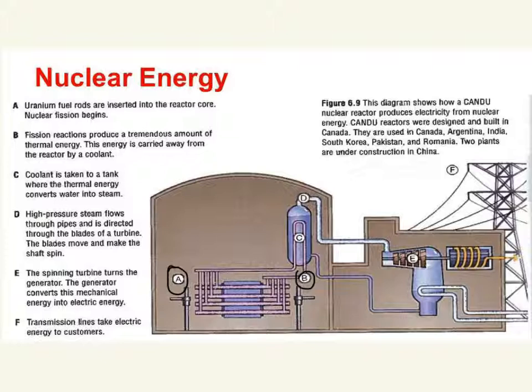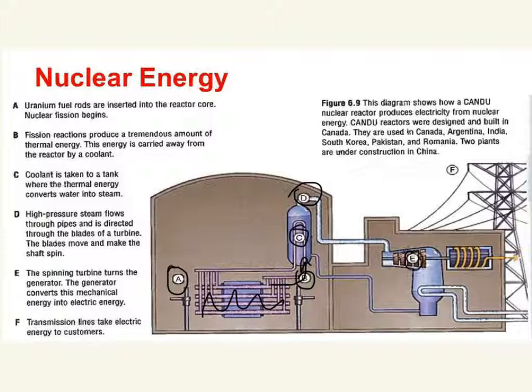Then we go to C. So these are the rods in here, creating a lot of thermal energy, and then we go up through the pipe here. So now C, the coolant is taken to a tank where the thermal energy converts water into steam, so it's going to boil this water. Then we go to D. The high pressure steam flows through pipes and is directed through the blades of a turbine. The blades move and make the shaft spin. This high pressure steam is coming with such force, it's going to make the turbine blades spin.